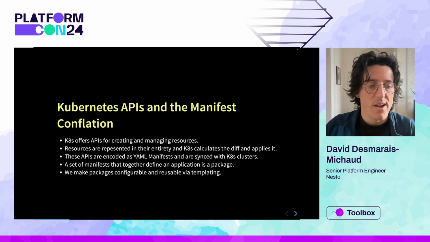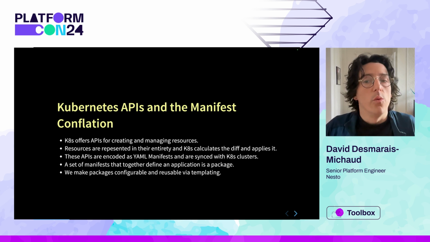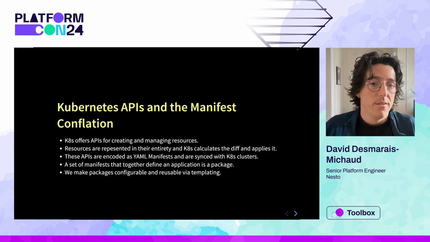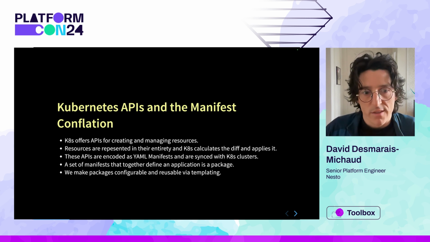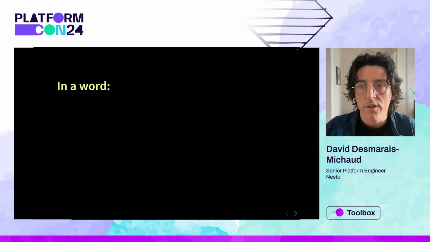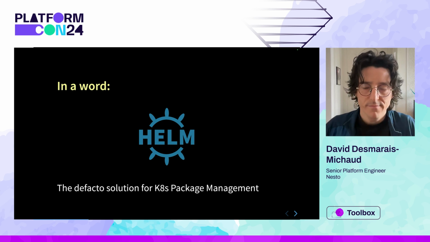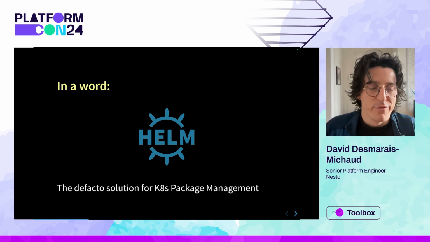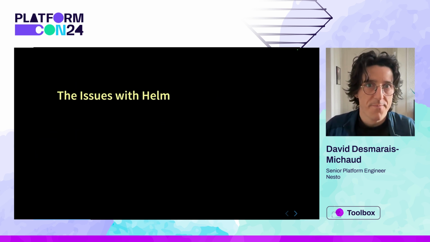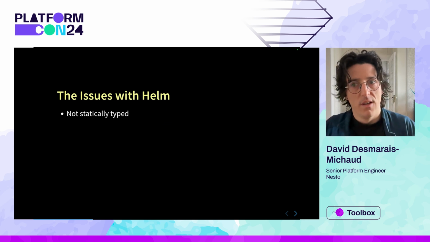But we can't just define a static package. So we make configurable and reusable packages via templating of these YAML manifests. And that's where we are today. So in a word, what we've described is Helm. Helm is the de facto solution for Kubernetes package management. But it's not without its issues.